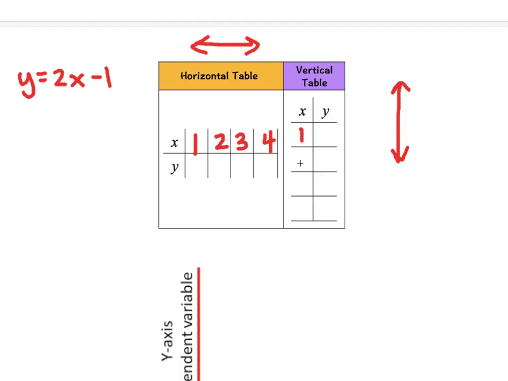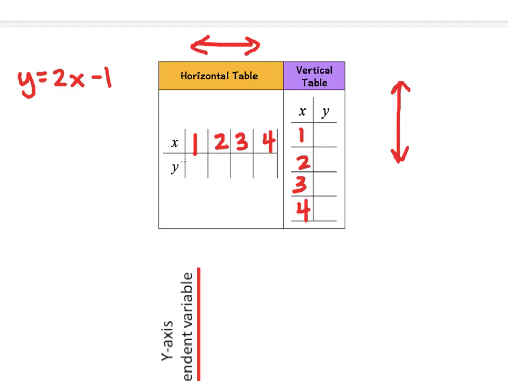So normally for x values, we just put numbers in order, and then remember later on we're going to put those x values into the equation, the rule, and that's going to give us the order of operations, and then it's going to spit out our y value, which is our dependent variable.